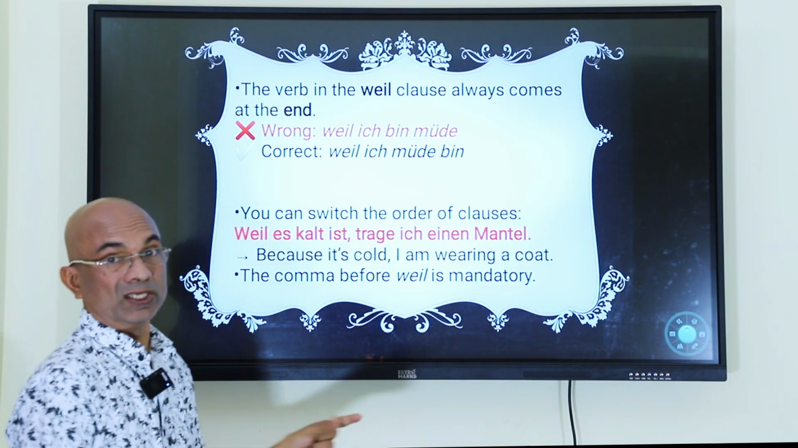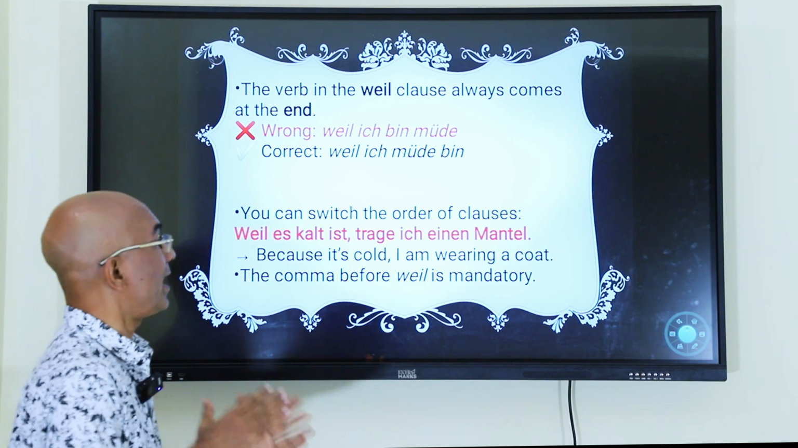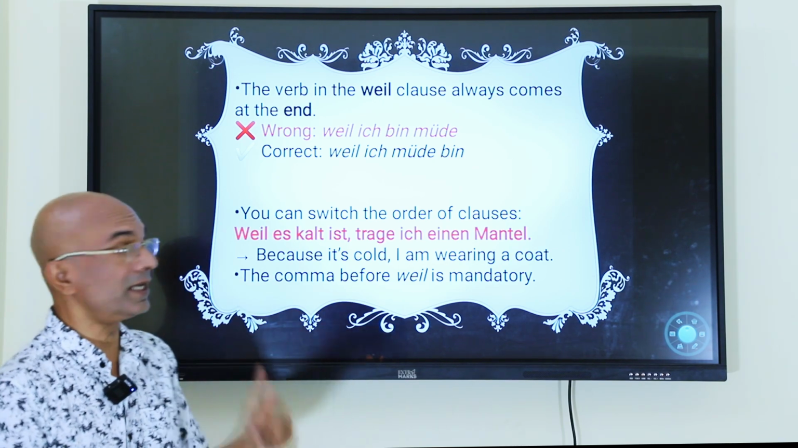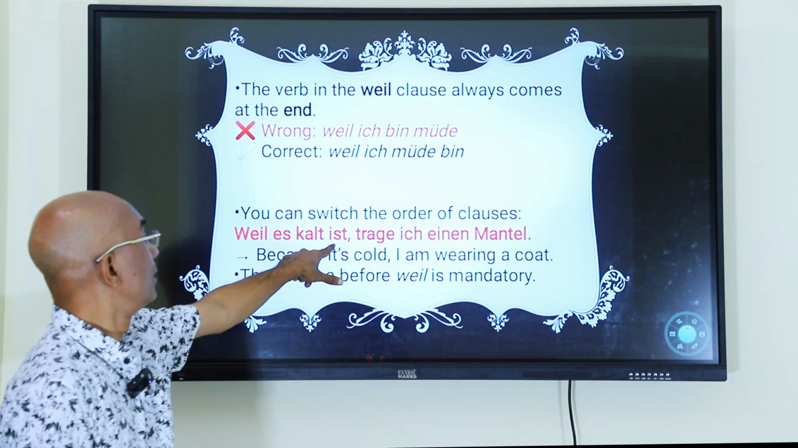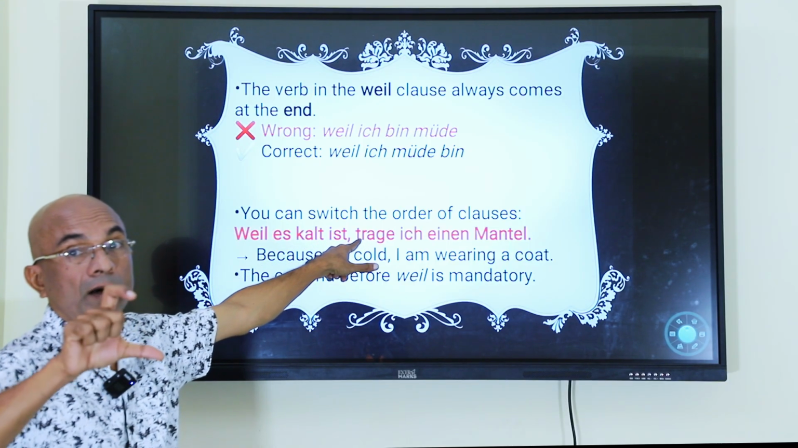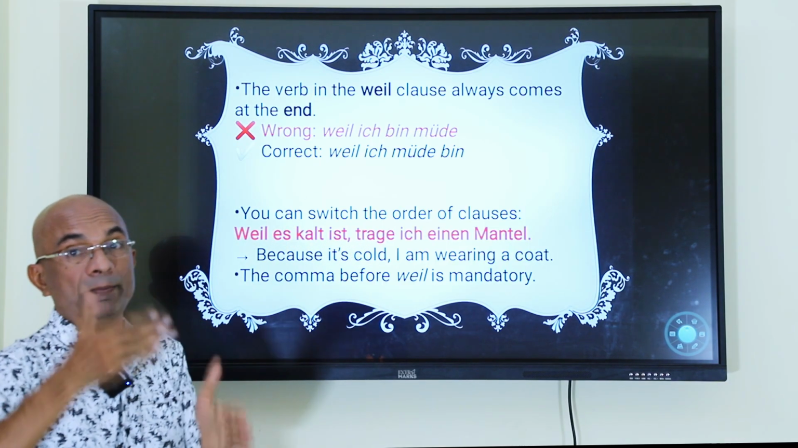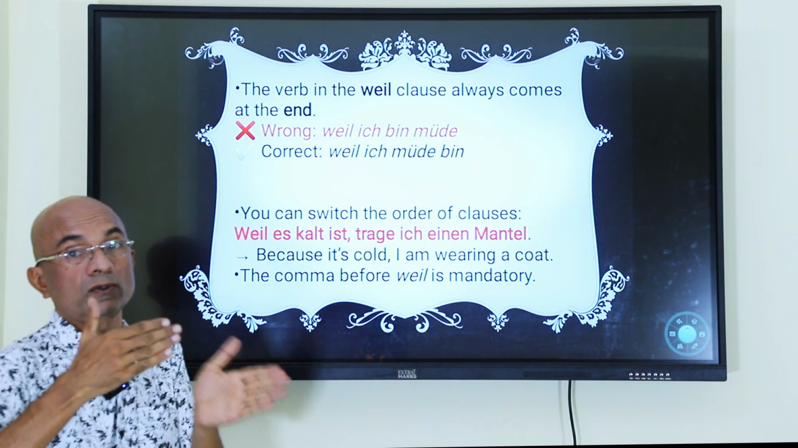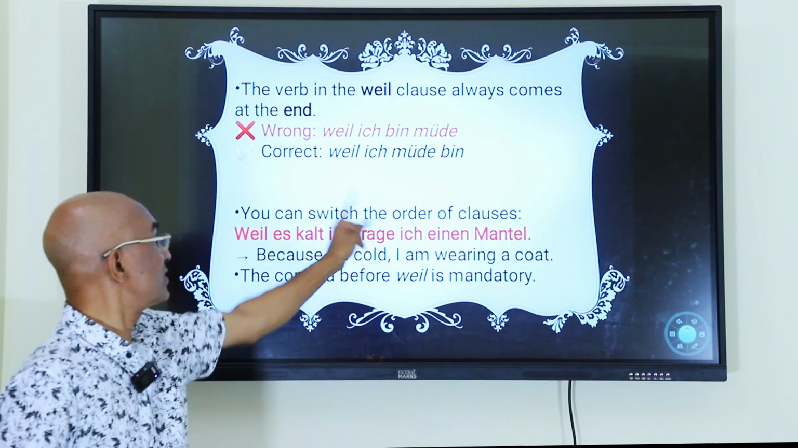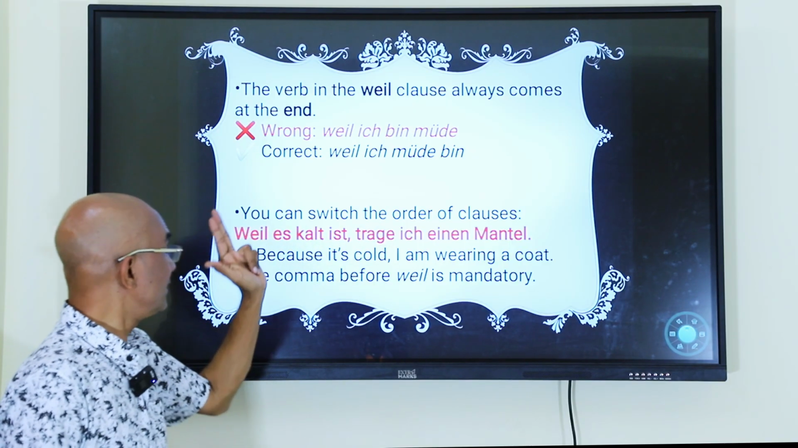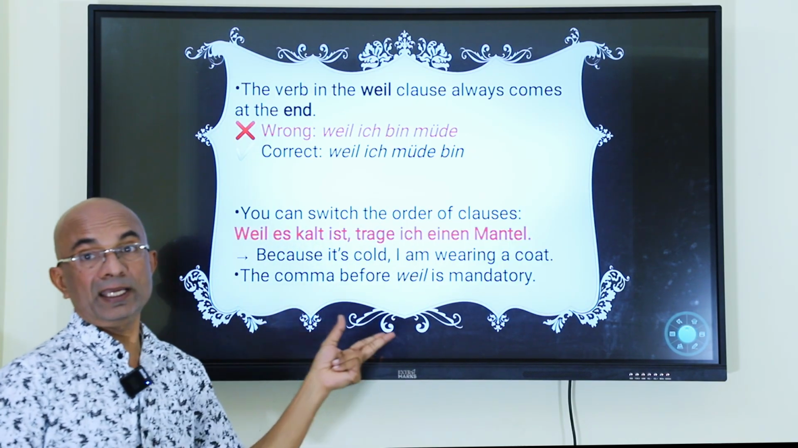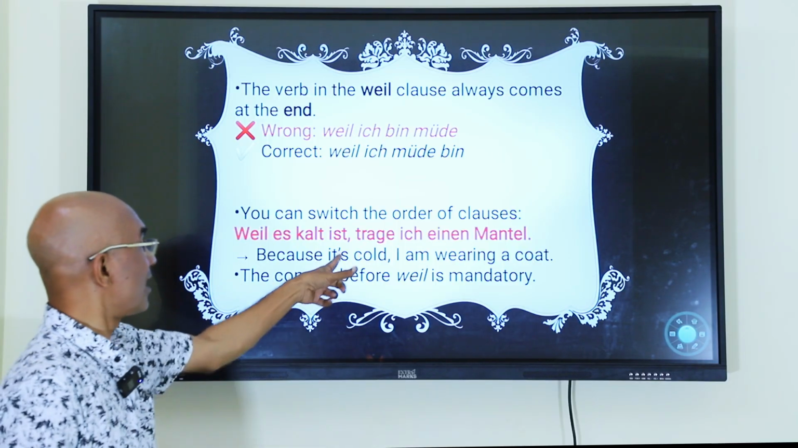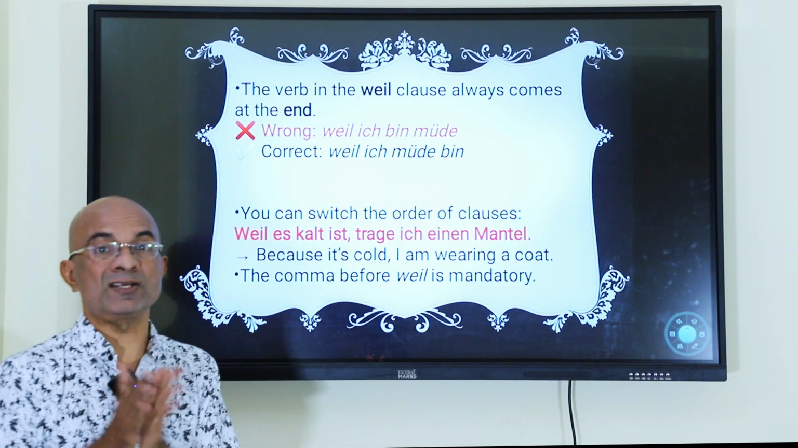Weil es kalt ist, trage ich einen Mantel. But again, remember, if you place "weil" at the beginning, always make sure that in both sentences, Hauptsatz and Nebensatz, main clause and subordinate clause, the verb-to-verb combination should be there. Ist, then trage. Not "ist trage". Weil es kalt ist, trage ich einen Mantel.